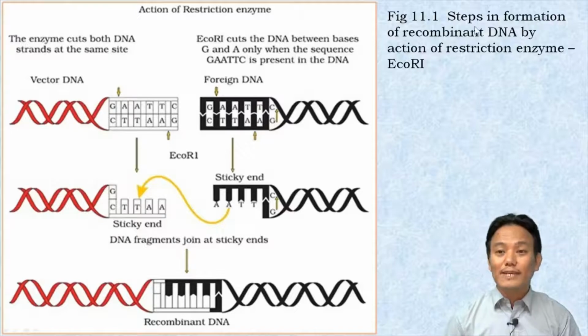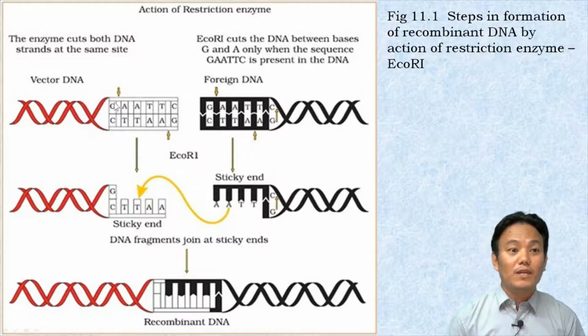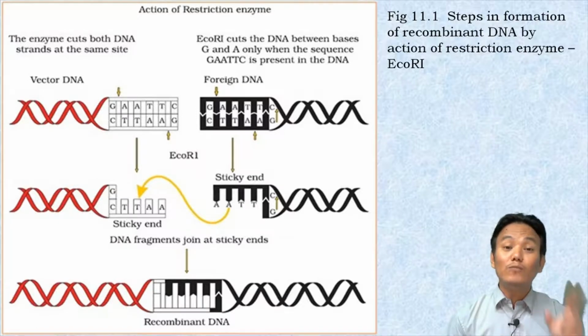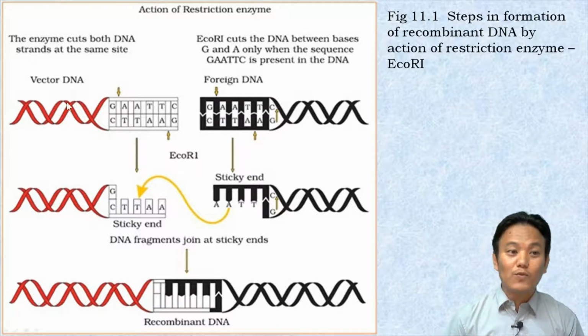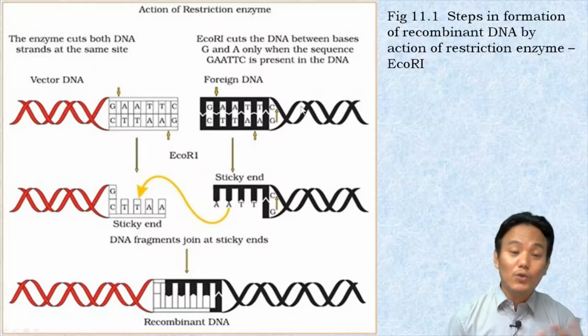Let us now try to understand the steps involved in the formation of recombinant DNA by using restriction enzymes. In this diagram, figure number 11.1 in your textbook, it shows the steps in formation of recombinant DNA by action of restriction enzyme EcoR1. So EcoR1 is the restriction enzyme used here. Now, I told you before, recombinant DNA is a DNA molecule which contains DNA from two different organisms. In this diagram also, we have two different DNA molecules from two different organisms. One is the vector DNA, which can be a bacterial plasmid. Another one is a foreign DNA, which can be a human DNA.